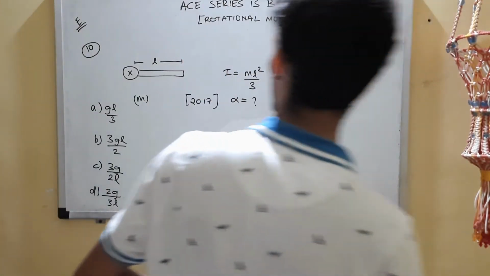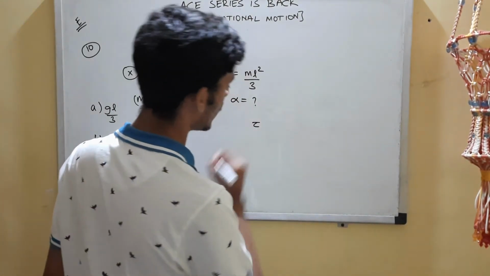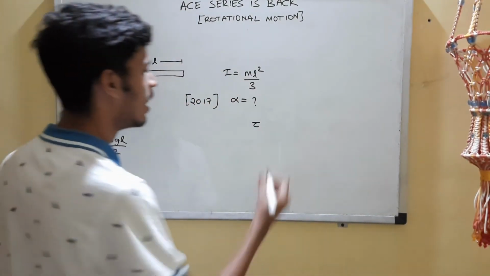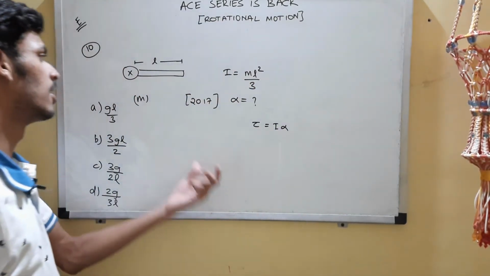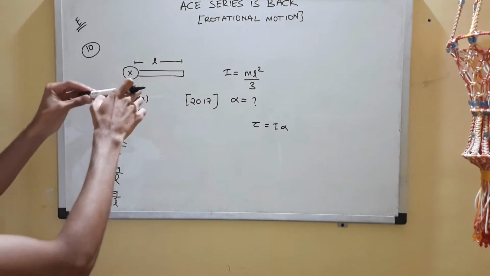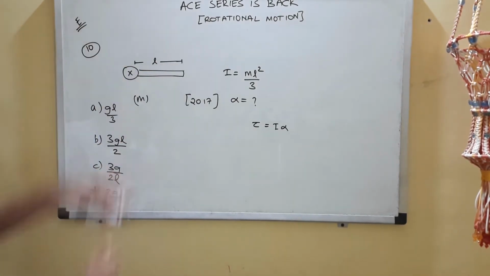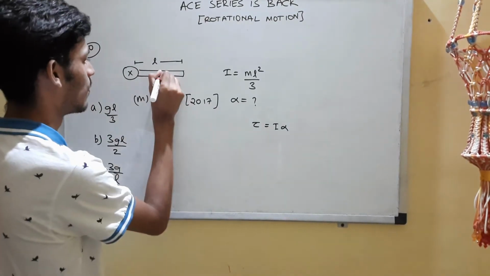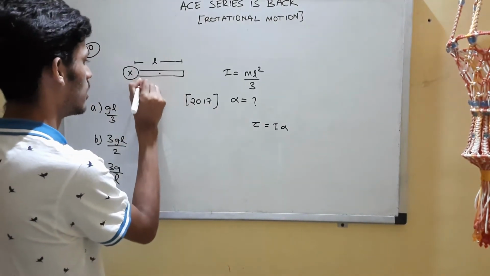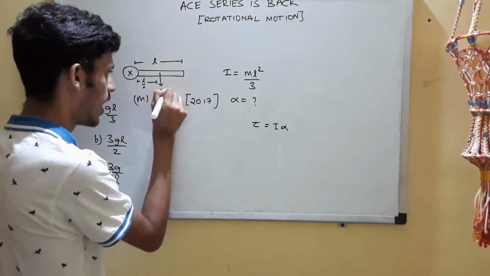So how will you do this? Actually, it's very simple. You'll just use the equation that we used in the first question, which is torque equals I alpha. Here, the torque will be due to its weight. It is rotating in this plane because of its own weight, and weight is acting at the center of mass, over here, at a distance L by 2. So here we have the weight mg.